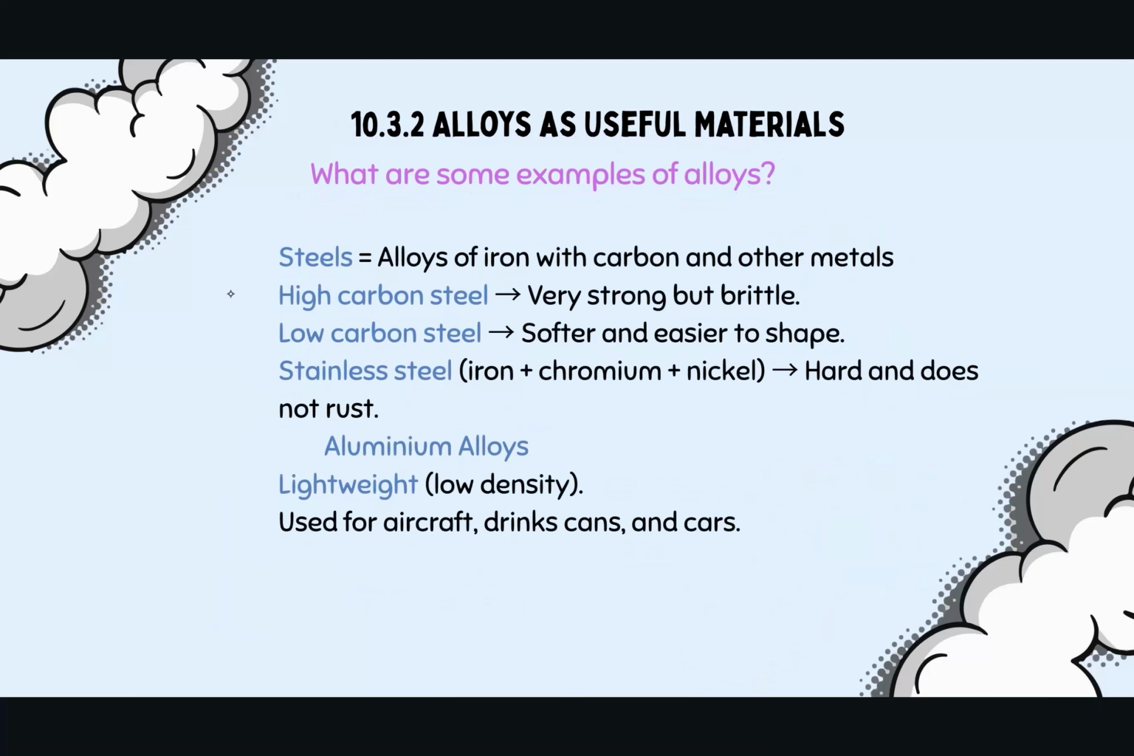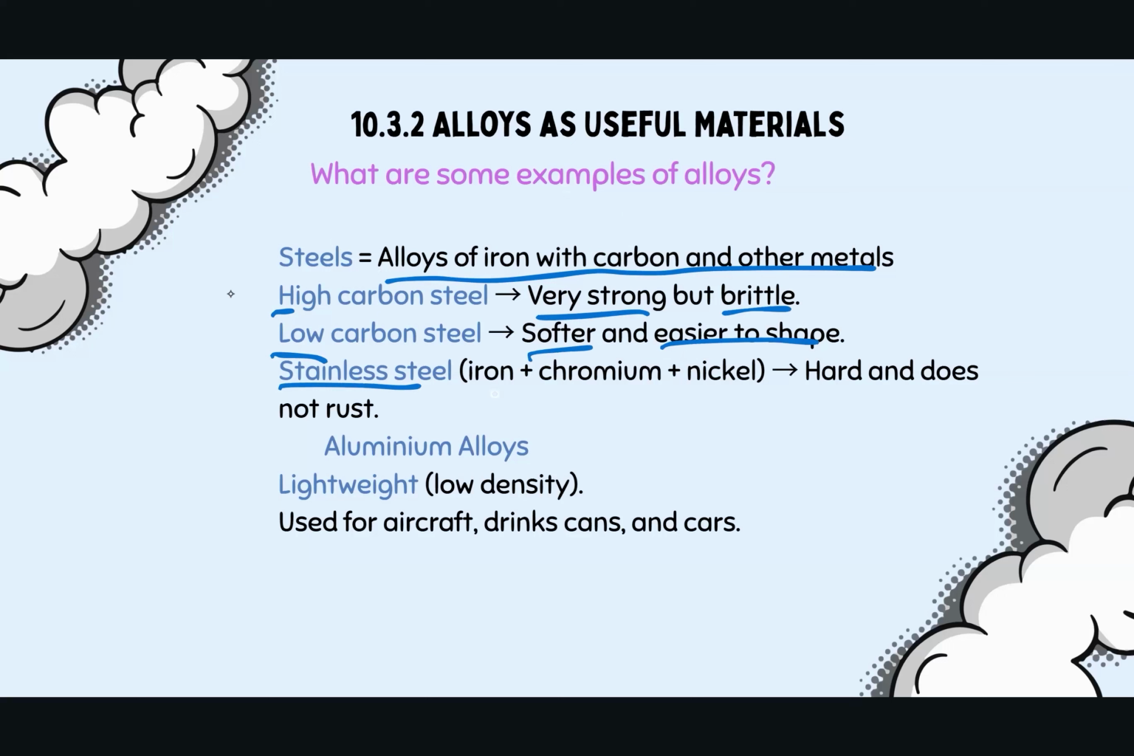So these are some examples of alloys. Now, steel is a stronger version of iron, alloys of iron with carbon and other metals. Steel is just carbon and iron, and that's your most common steel. If it has too much carbon, it becomes really strong, but it's brittle. If it has a small amount of carbon, it's softer and it's easy to shape.